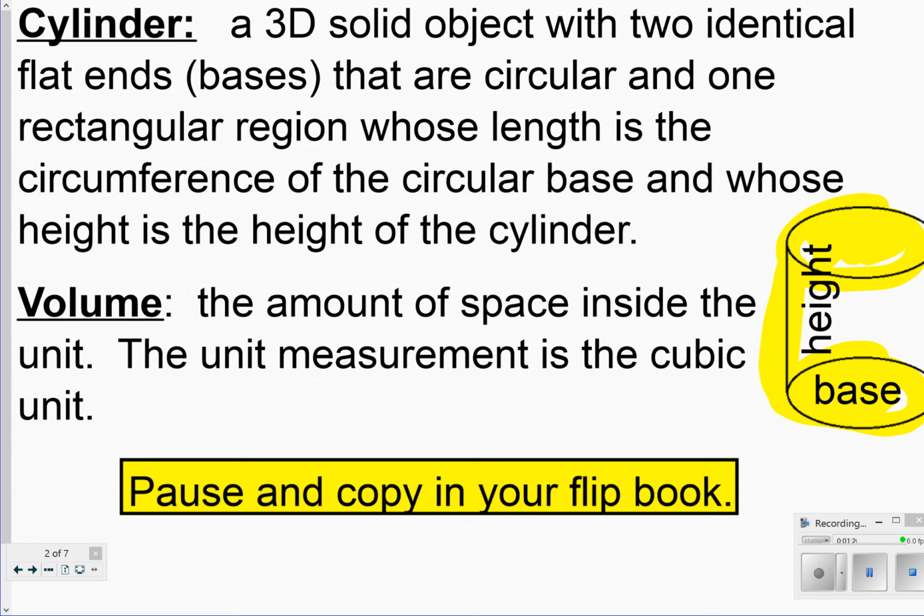If we wanted to find the volume, that would be the amount of space that's inside this unit. So if we were trying to fill this unit up, what would it be? And just like all 3D shapes, when we're trying to find the volume, its measurement is a cubic measure. Go ahead and pause the video and copy this into your flipbook.